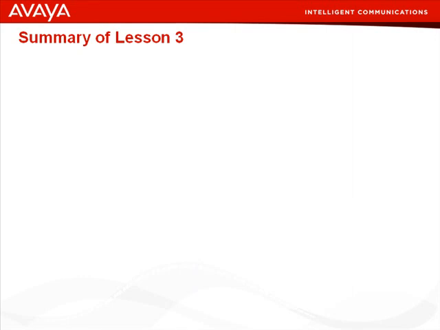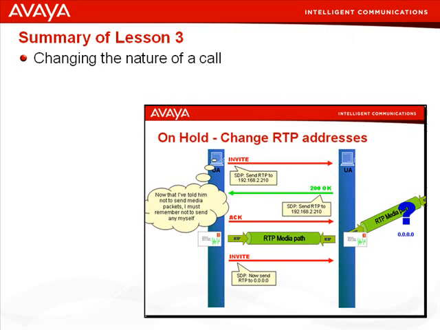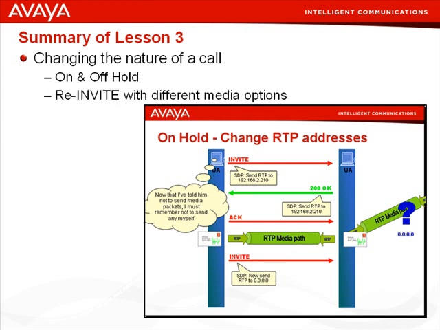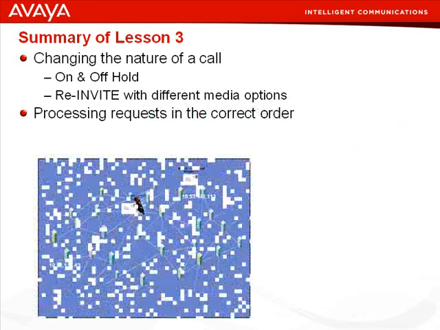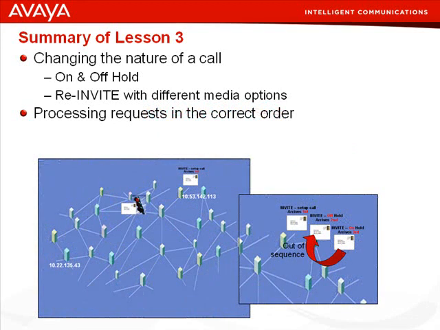So in summary, we began this lesson by looking at how to change the nature of a call without having to hang up and redial. For example, how to put the call on and off hold. We achieved this by sending another invite, a re-invite, this one having a different set of media options than the first invite. We then spent some time looking at the network issue of how, because of queues and congestion, it's possible for packets to arrive out of sequence.